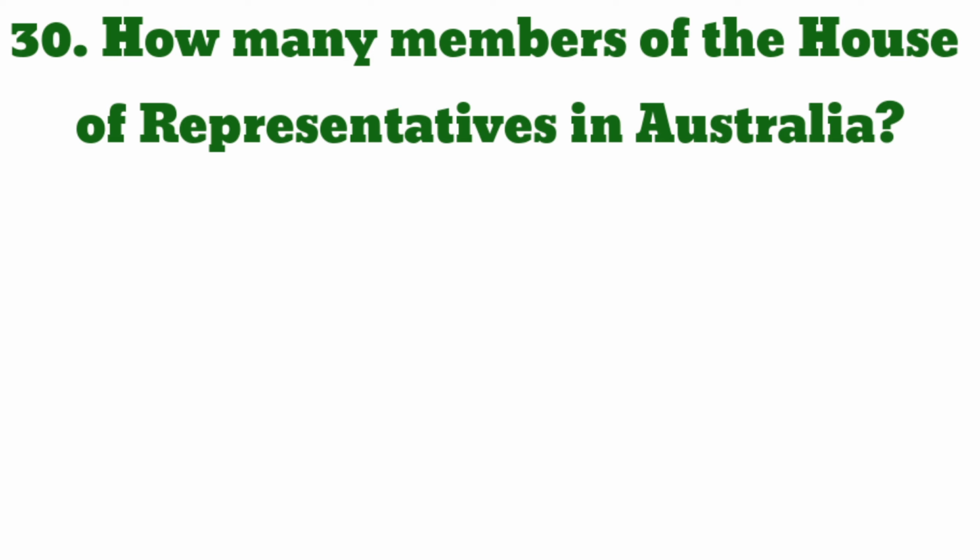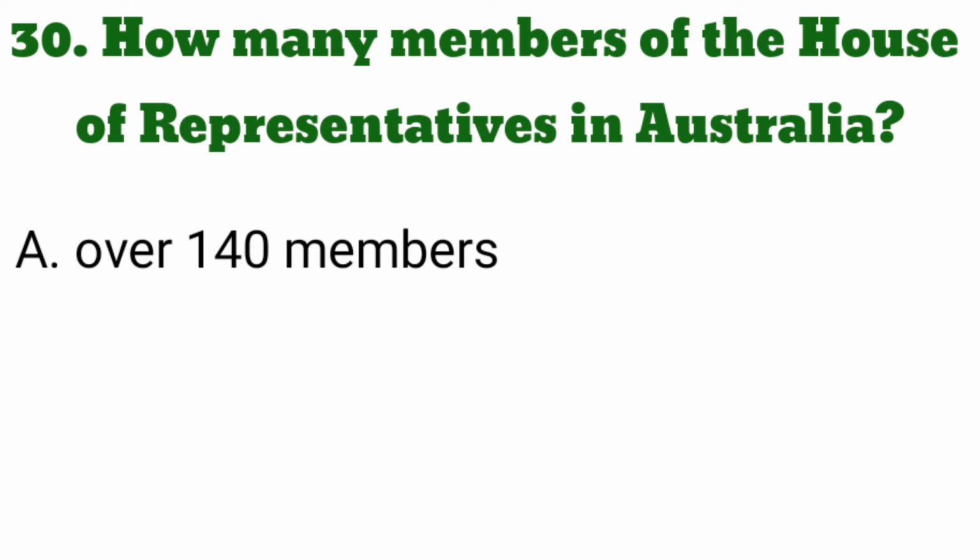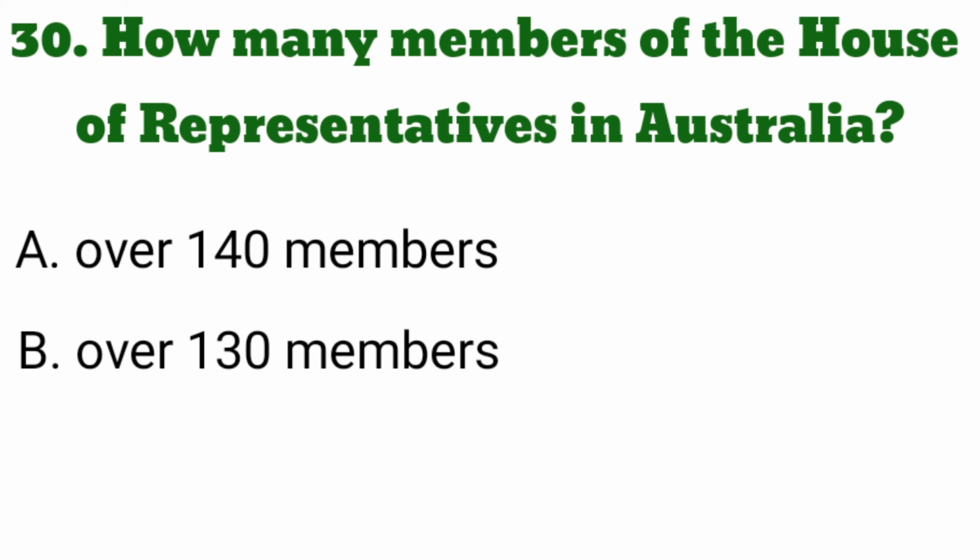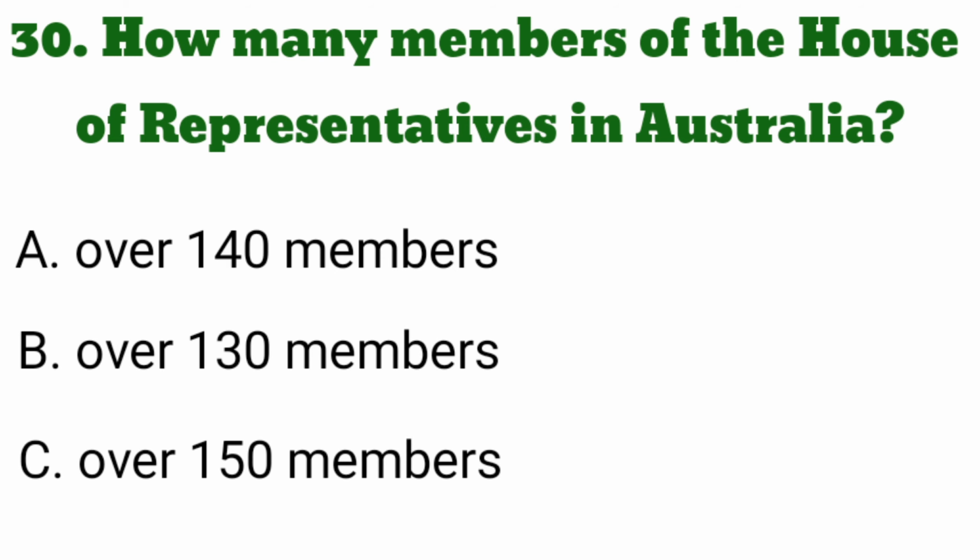Number 30. How many members of the House of Representatives in Australia? Letter A, over 140 members. Letter B, over 130 members. Letter C, over 150 members. The answer is letter C, over 150 members.